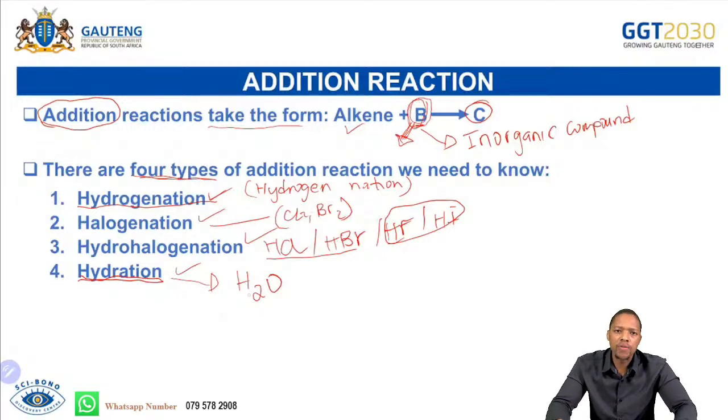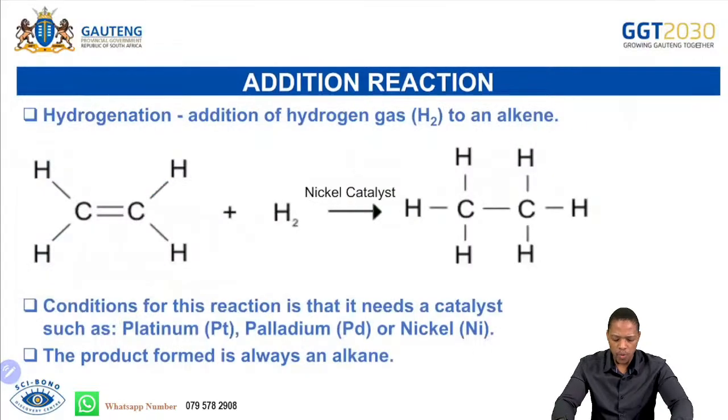Okay, but identifying them is not enough. We should be able to identify them, but we also should be able to write their chemical equation, structurally or by using the molecular formula. If you can do it structurally, the molecular formula should be easy because you will be able to take it from the structure itself. So let's take the first one, hydrogenation.